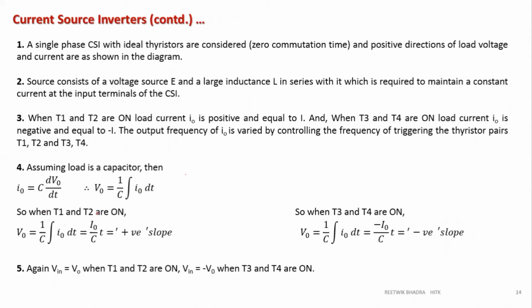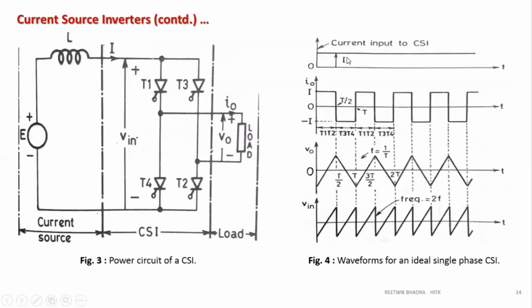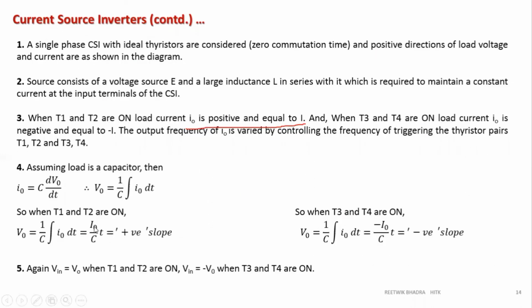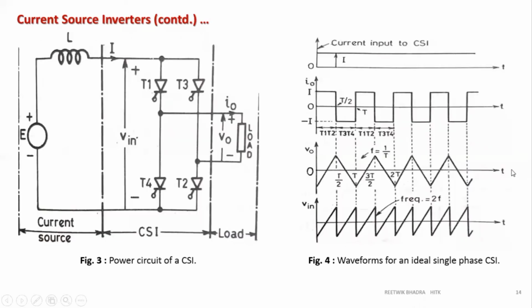Now in the first instance, T1 and T2 were on. And what was I naught equal to? Capital I, okay, what we have used over here is capital I, so I'll change this to capital I. So this is I by C into T. I naught is nothing but a constant value, that is capital I. So I by C into T. See, y equal to mx. You are drawing the y axis, that is nothing but V naught, and this is my m, I by C, into T. X is my T axis, right?